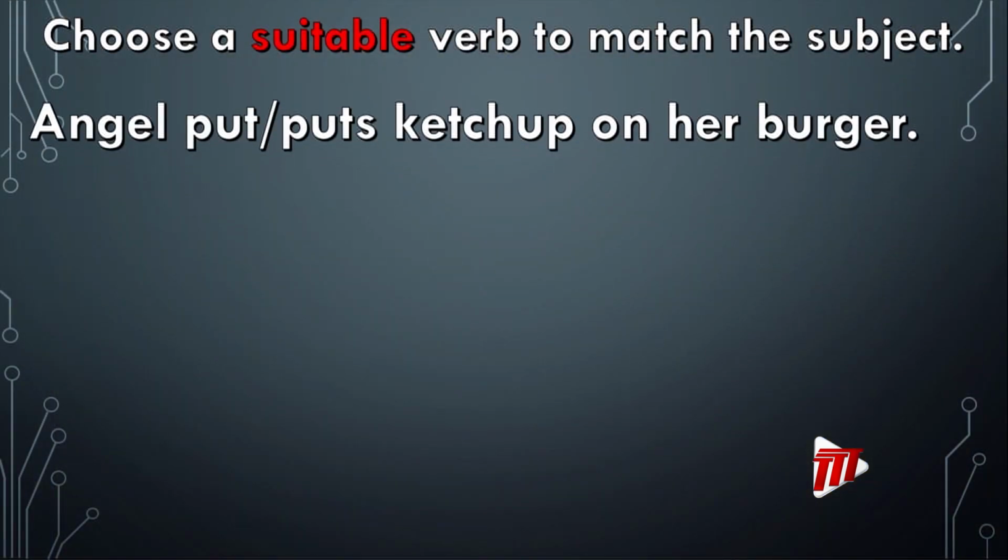So Angel either put or puts ketchup on her burger. So which one do you think it will be? Will Angel be a singular subject or a plural subject, and which word will you have to pair that with for the subject and verb agreement to be there? Right, so Angel is singular, so you have to put it with a singular verb as well. And the singular verb, as we said, is the one that will end in S. So Angel puts ketchup on her burger. Excellent work. Moving on.